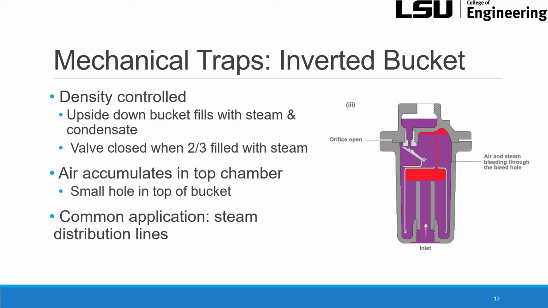and the bucket will then sink again. There is a hole in the top of the bucket that allows the air to flow through it and collect in the top chamber, which will then be released whenever the valve is open next. The most common application for this is steam distribution lines.